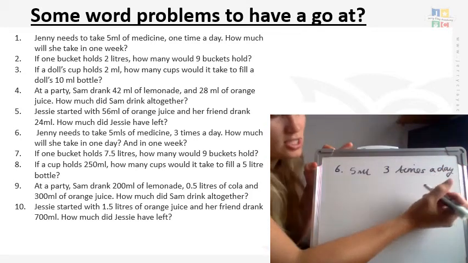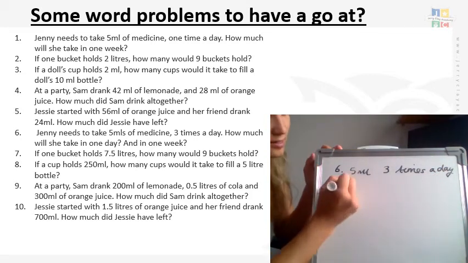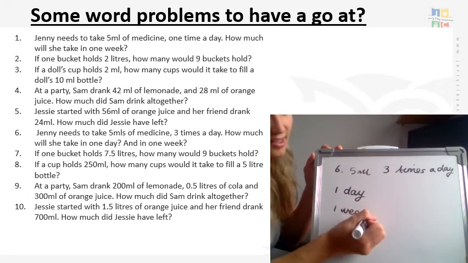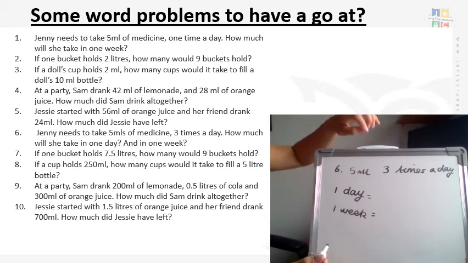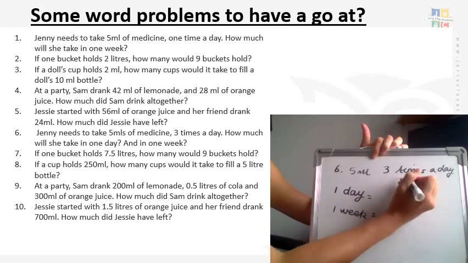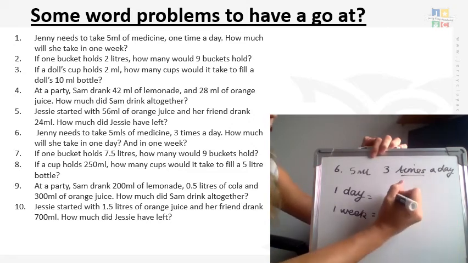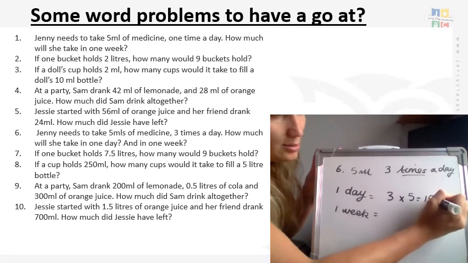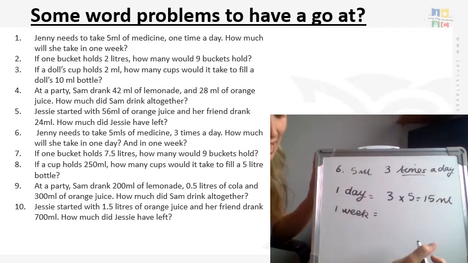And we want to know how much she will take in one day and how much she will take in 1 week. So in one day she's taking 3 lots, so she's got to have 3 times a day. And because it says times there as well, I want 3 lots of 5, which is going to be 15 millilitres she'll take a day.